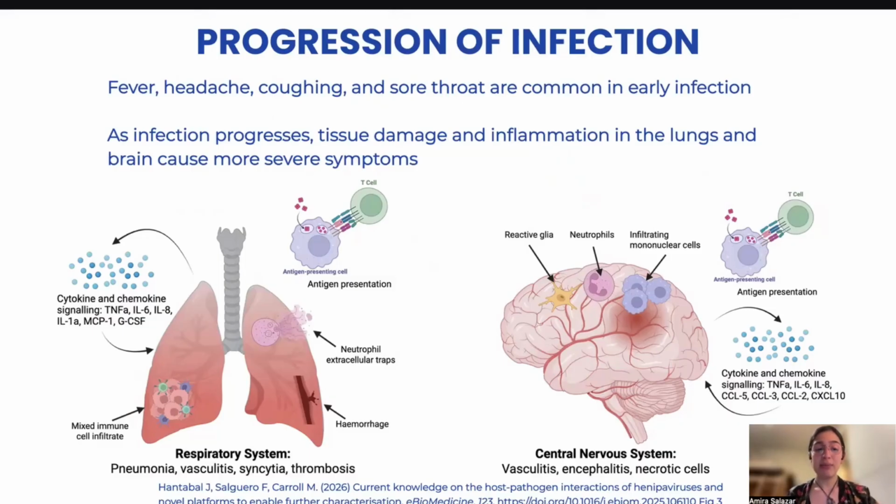More importantly, the immune system responds by upregulating inflammatory cytokines. This inflammation in the lung and brain is responsible for the more severe complications from Nipah virus infection and only further compromises the integrity of the blood-brain barrier.